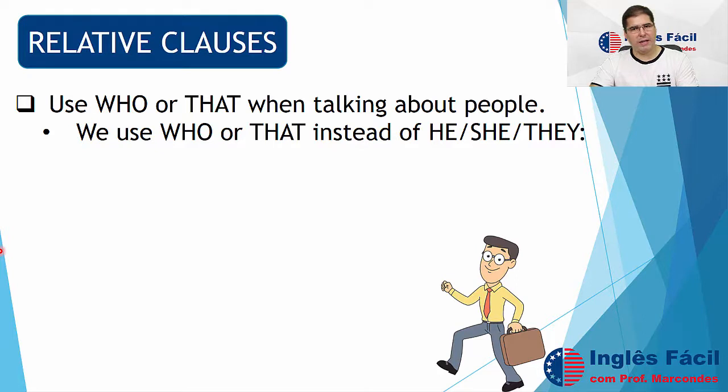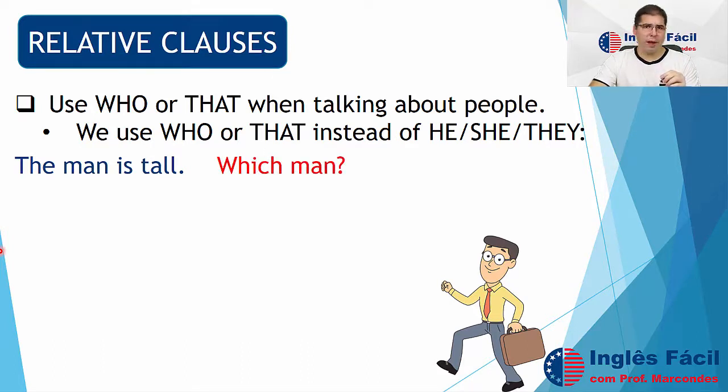This slide here was taken from last class. It is exactly the same. It is only a review, right? We already saw this last class. So we have, for example, the sentence, the man is tall. Now, which man? I want to specify which man I'm talking about, okay? So I mean the man, he lives next door. This specific man is the man that lives next door, right?